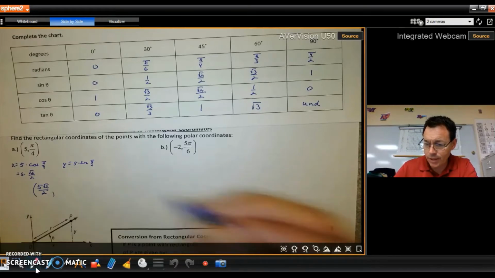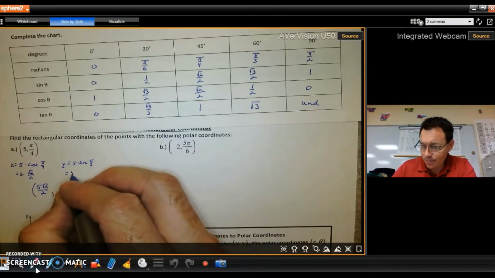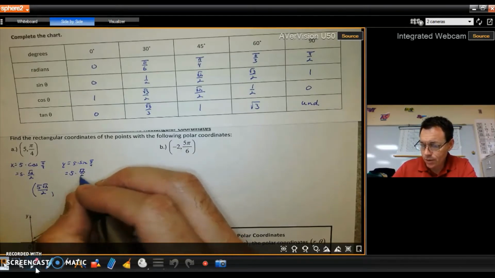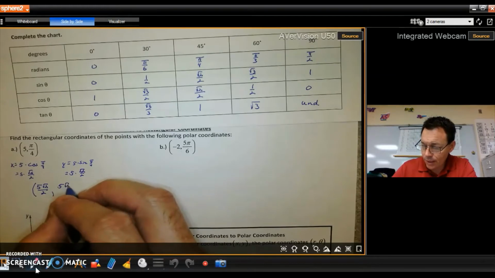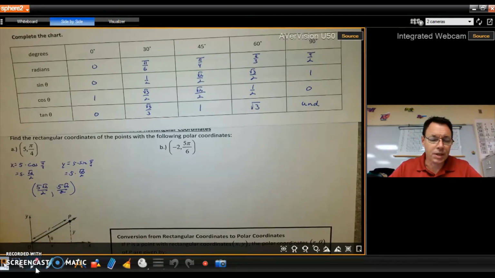That's my x coordinate. Now I'm going to do the same thing over here. Again, the sine of pi over 4 is also radical 2 over 2. So 5 radical 2 over 2. And that's it. Now, that looks a little weird because we've got fractions and radicals and everything. If we wanted decimal approximations, we could put it in our calculator. But for these, I want nice exact values, so just do it like that.